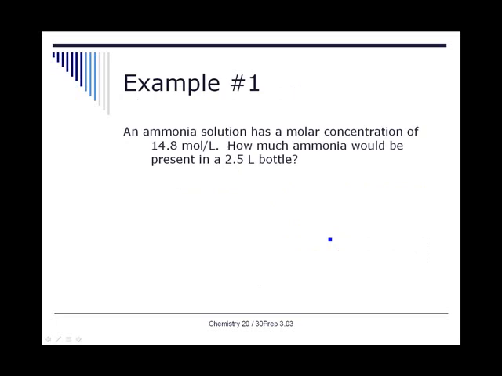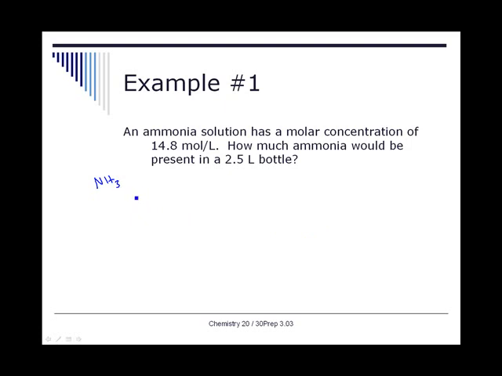Now we'll get right into some examples. Here we have an ammonia solution with a molar concentration of 14.8 moles per liter. We want to know how much ammonia would be present in a 2.5 liter bottle. So, we have ammonia, which is NH3.